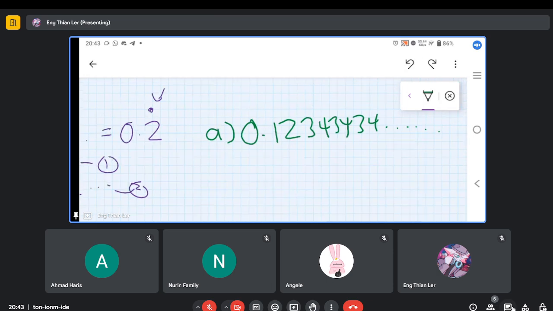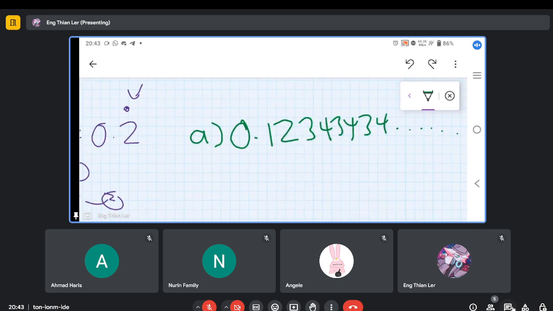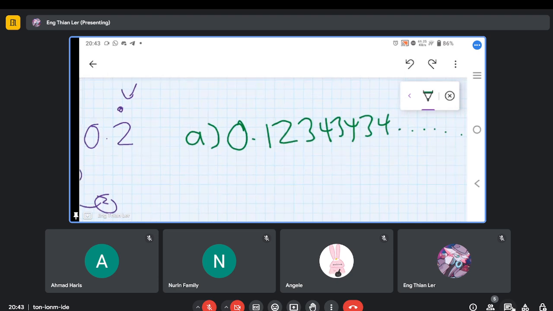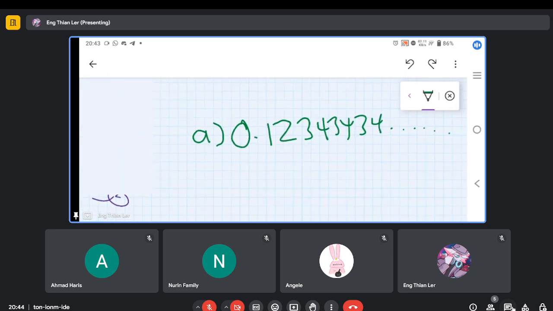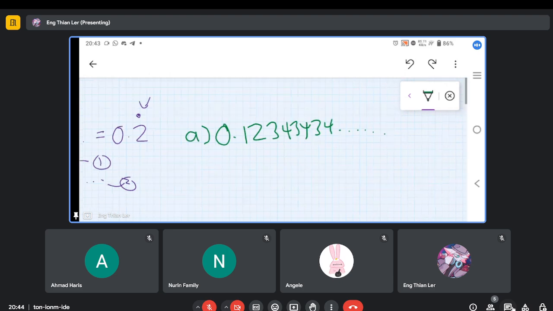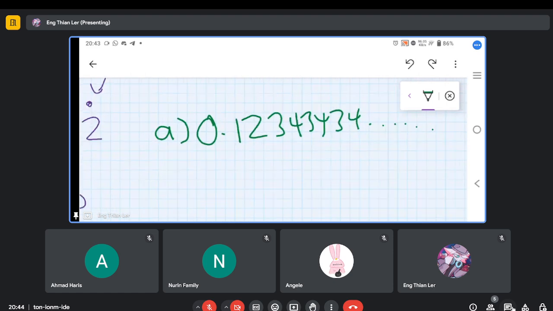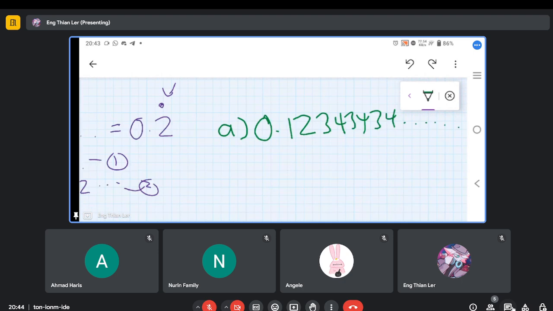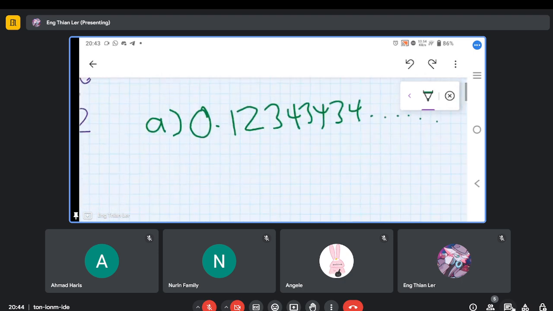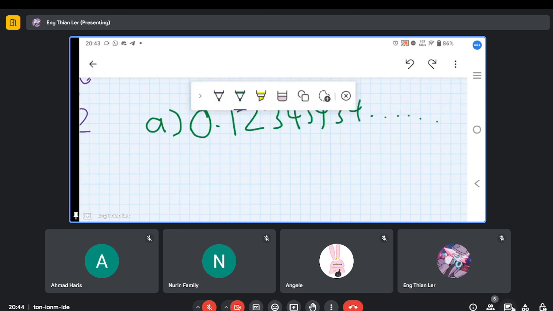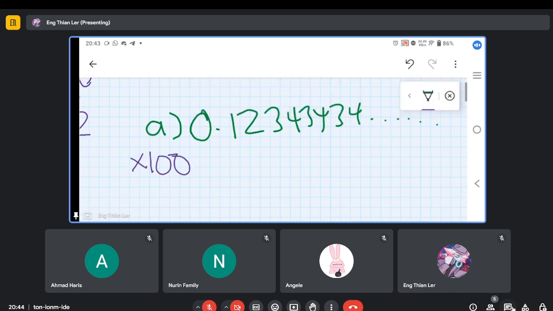We cannot multiply by 10 because we will get 1.2343434. Oh wait, I think that's a great idea. So most students will multiply by 1000 and then get 1234, but you cannot do it like that. So now we need to multiply by 100 first. Remember this thing. Now we need to multiply by 100.